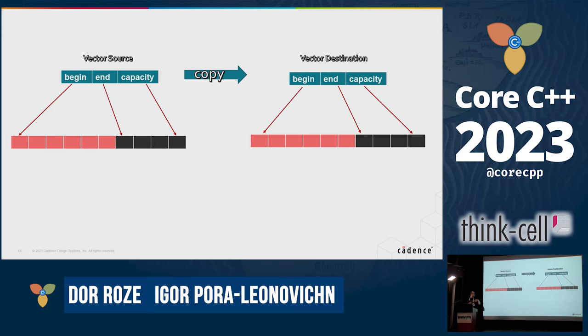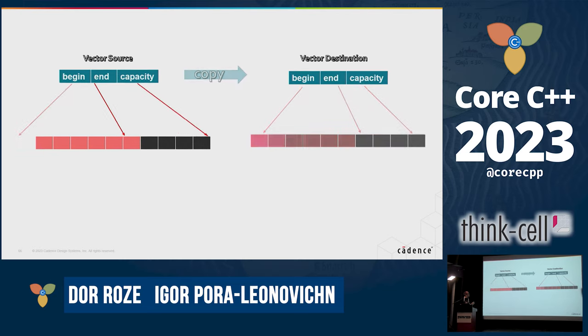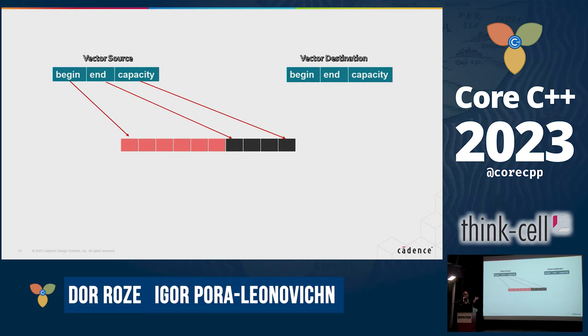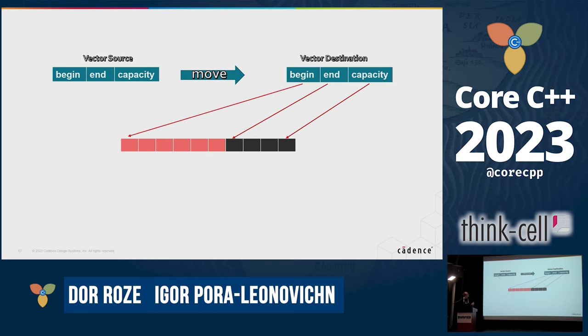On the other hand, since C++11, we have move semantics. Move semantics doesn't care about the actual data. What it does is affect pointers, the begin and end pointers only. Let's see some examples. Okay, so this is an example of move semantics. If we want to move from a source vector to a destination vector, and this is the data that we have, and this is empty capacity, the only thing that we need to do is just to copy pointers from one vector to another.